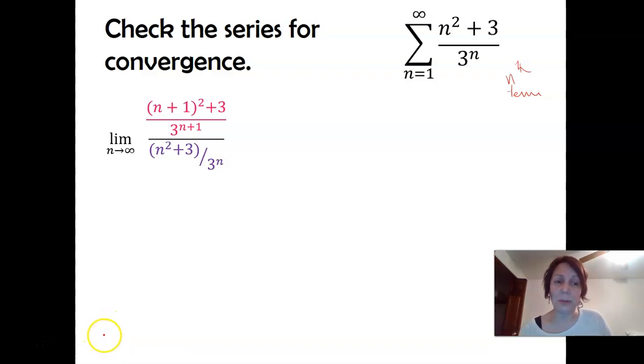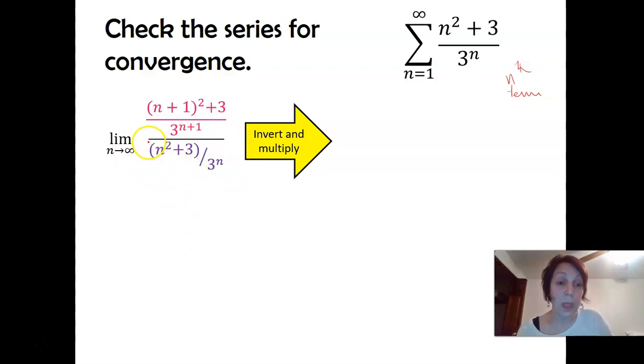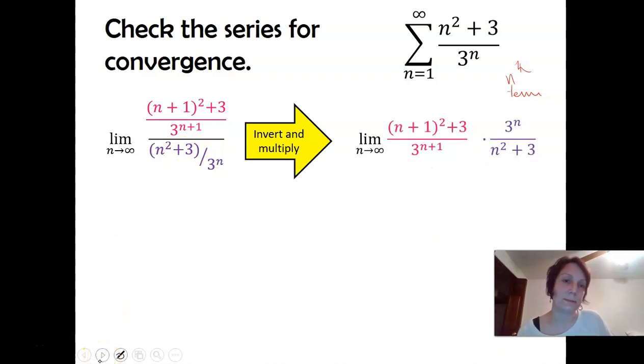Right? Now, some people are better at simplifying in their minds. I am not one of those people. The first thing I do every time is invert and multiply. I take this denominator and I flip it and multiply so that I just have two fractions being multiplied and not two fractions being divided. So once I do that, it will look like this.